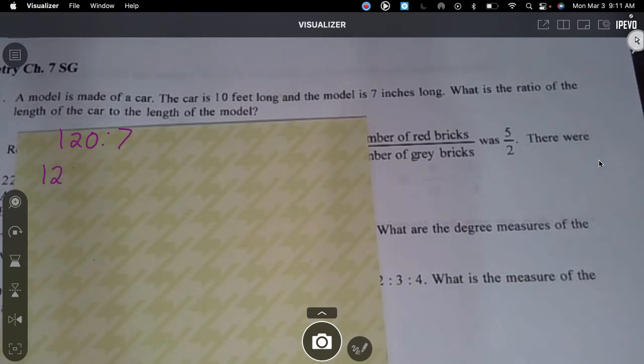This is another way. You could write it like this. You could write it like this. Those are all different ways to write ratios. Any of those are correct. I think they write it like the top one I did. 120 to 7.